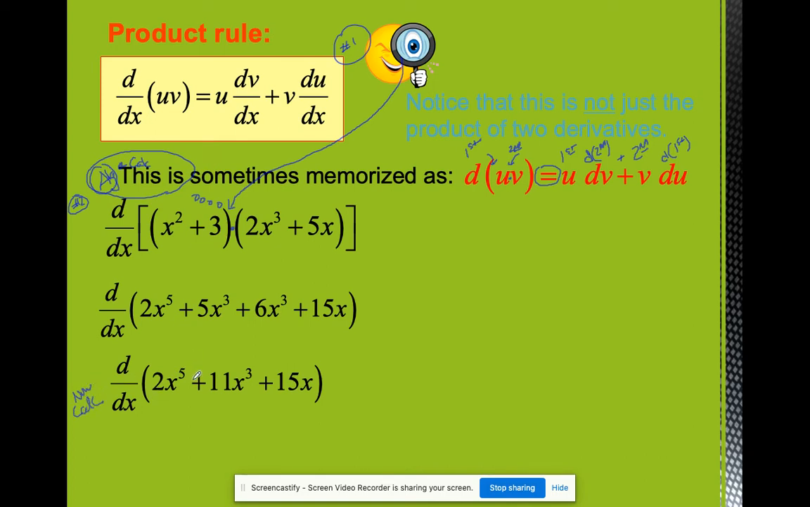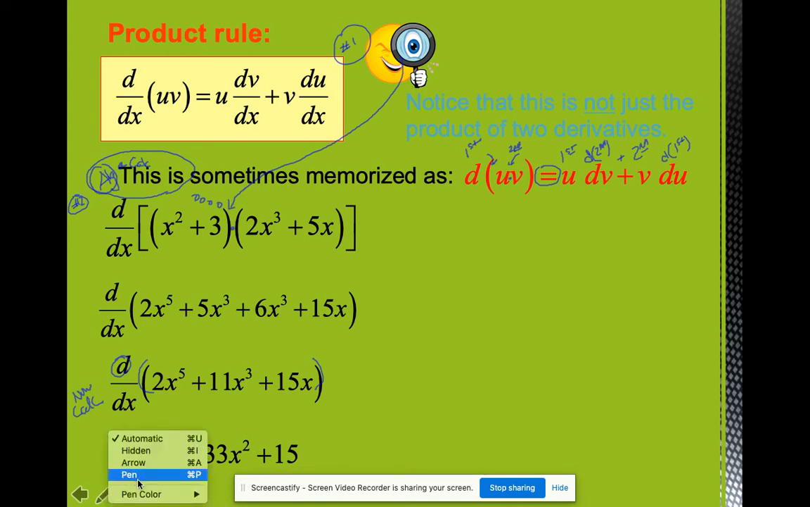And notice that now I can just use my nice derivative of a sum. The derivative of a sum is just the sum of the derivatives, power down. Notice that this was an x to the fifth, so I expect my derivative to be an x to the fourth.